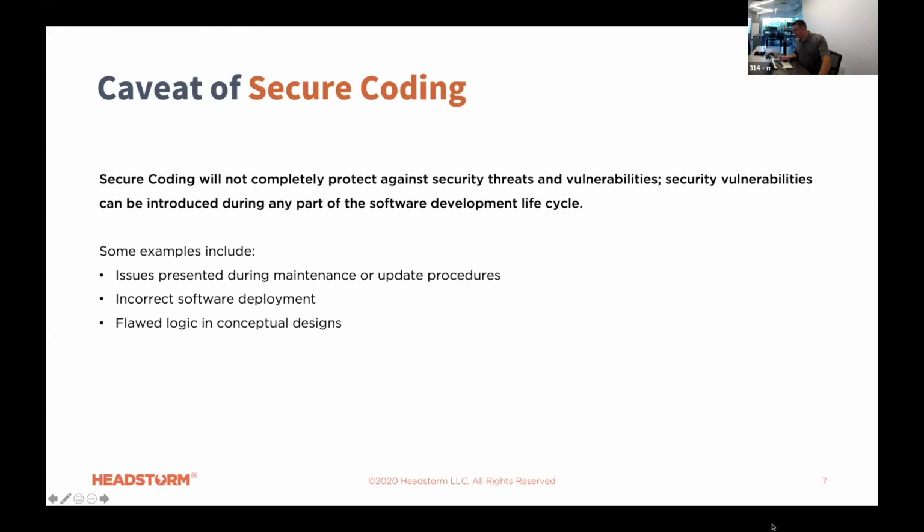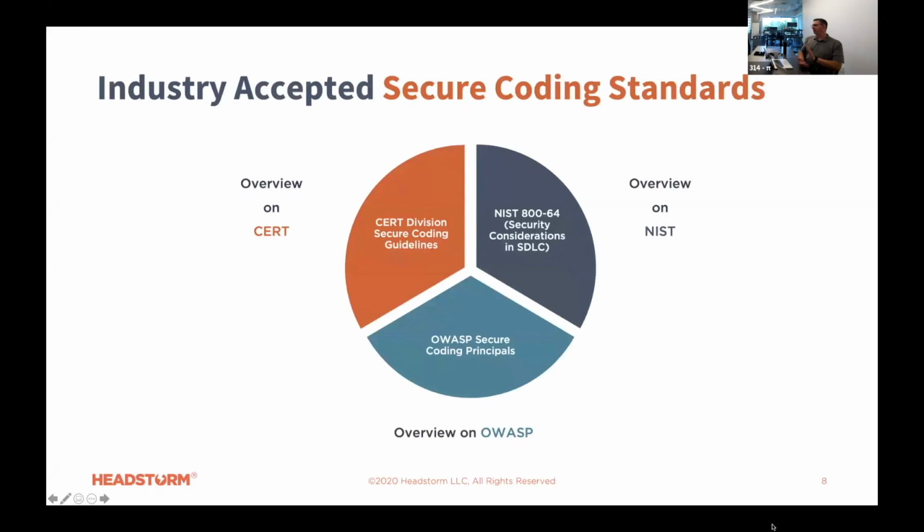It's fun stuff. So, industry accepted secure coding standards. We have 3 that are commonly found. One is the CERT Division Secure Coding Guidelines, the other NIST 800-64, and the OWASP Secure Coding Principles.